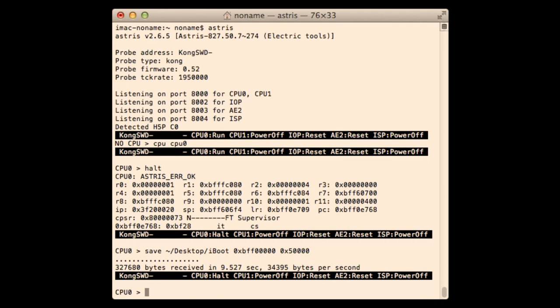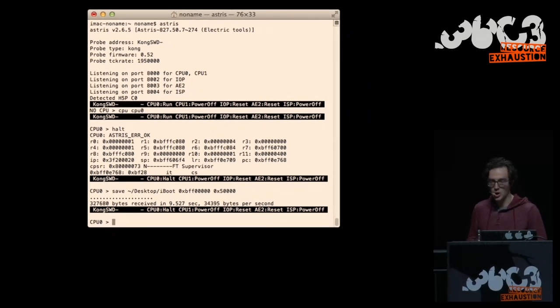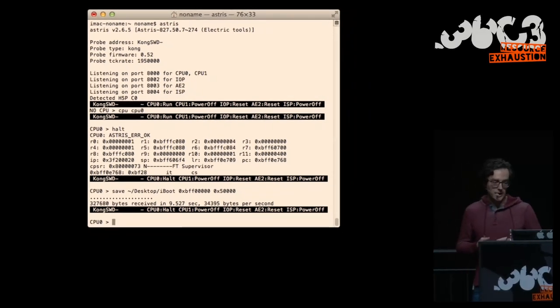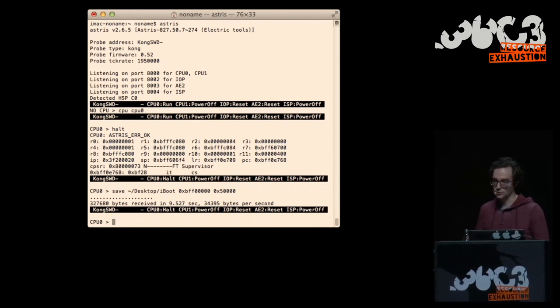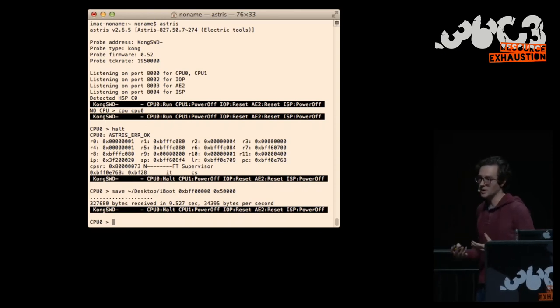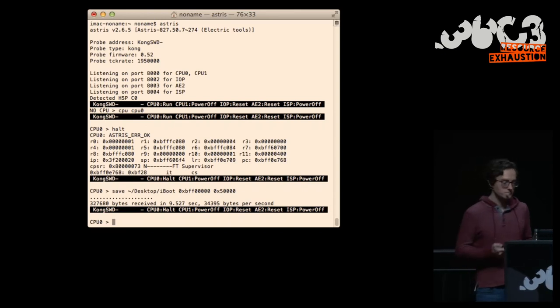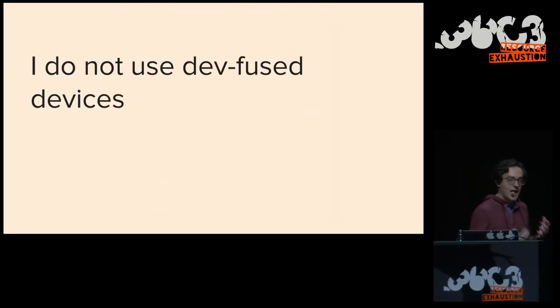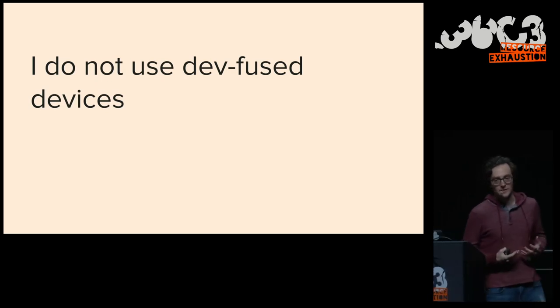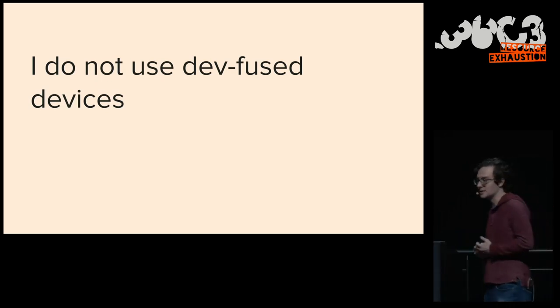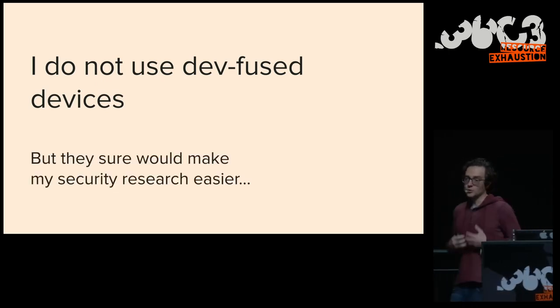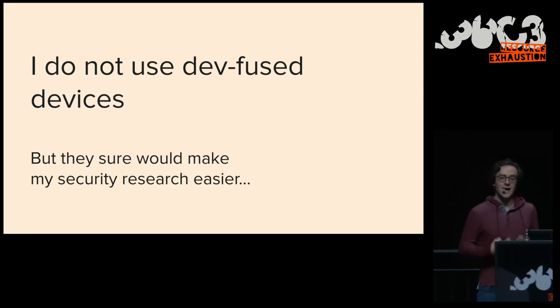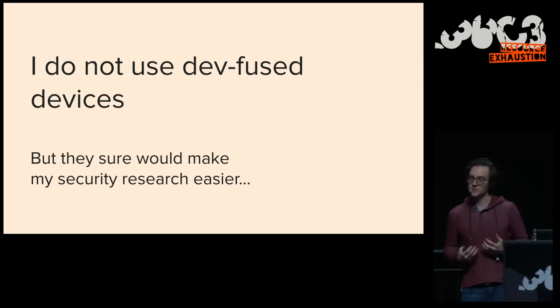Here's an example of a screenshot where someone was able to use a Kong serial wire debug probe and connect it to a 32-bit dev-fused iPhone. And you can see register dumps. You can read and write memory, do all sorts of really low-level debugging on this iPhone. Now, I need to say, I do not use dev-fused devices. I don't have access to these devices. I don't want to have access to these devices to do my work. That being said, it would really be incredibly useful to have such a low-level and powerful debug capability.